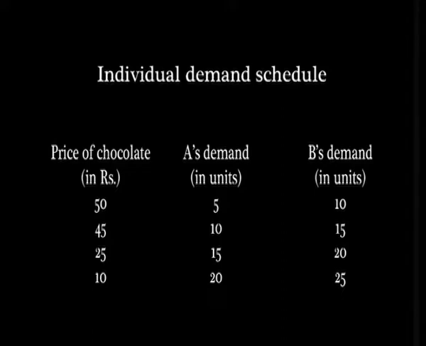Similarly, B, who is another individual, his demand at rupees 50 for chocolates is 10 units, and at price rupees 45, B's demand for chocolates is 15 units. Let's talk about the market demand.